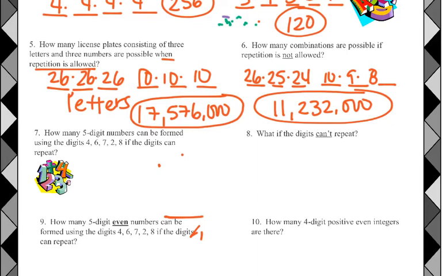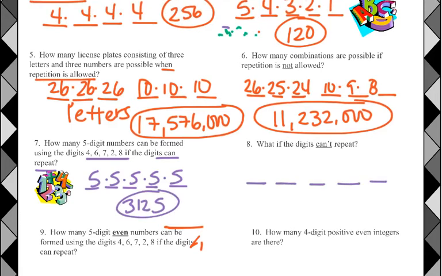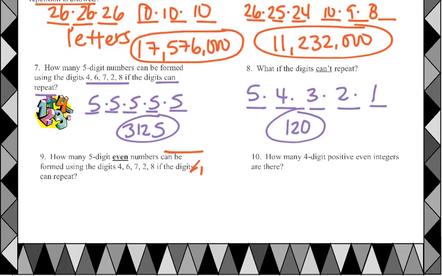Each question is always a little bit different. So here I've got 5-digit numbers, and the digits, it said, can repeat. I'm using these 5 digits, 1, 2, 3, 4, 5. Well, if the digits can repeat, I've got 5 choices for each blank, or 3,125 choices. What if the digits can't repeat? You're getting the hang of it now, right? They can't repeat. I got 5 choices, then 4 choices, then 3 choices, then 2 choices, then 1 choice, so just 120.